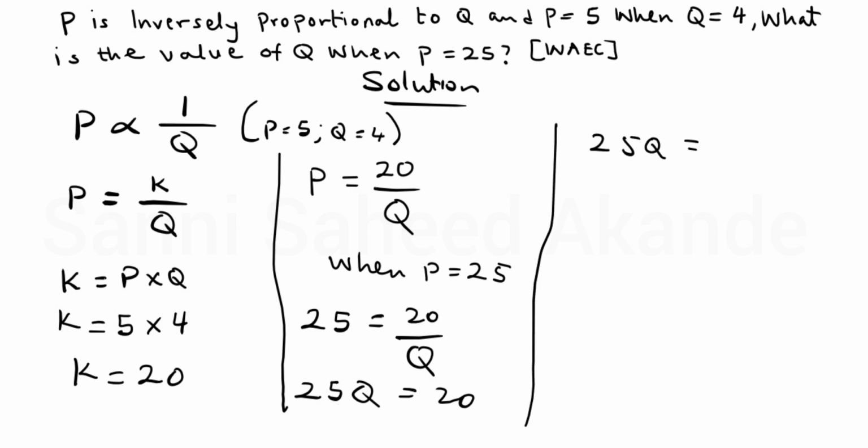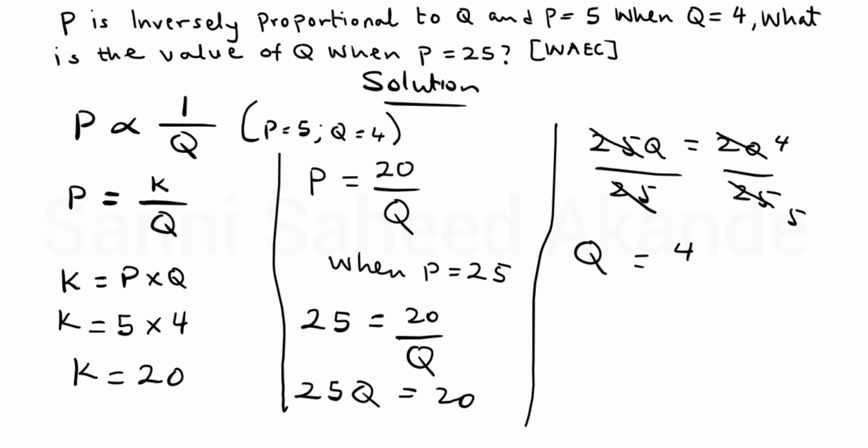Divide both sides by 25. So this 25 will cancel this 25. Then you now have Q equal to 20 divided by 25. So 5 goes in 25, that is 5 times. 5 goes in 20, that is 4 times. So we have 4 divided by 5, and that is the value of Q.